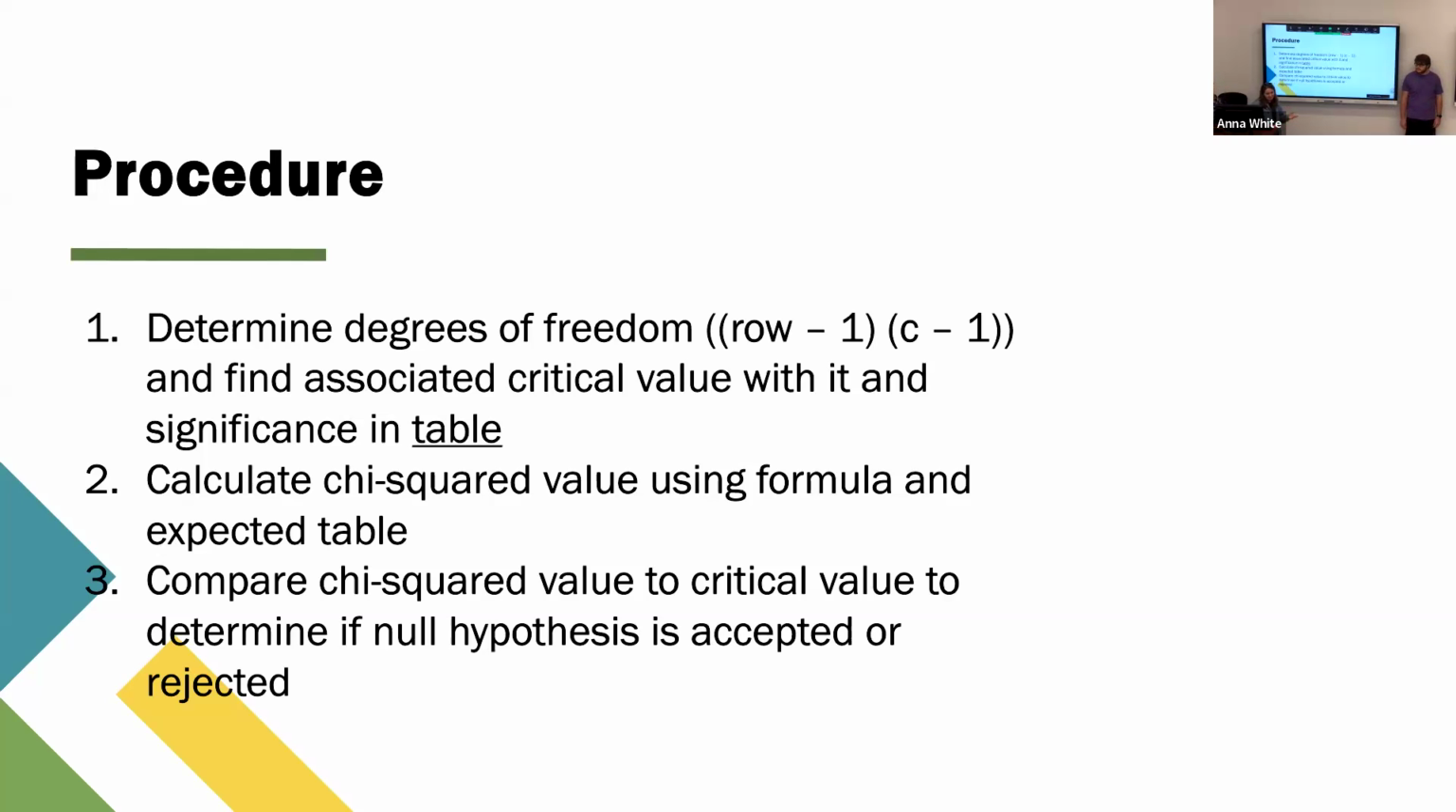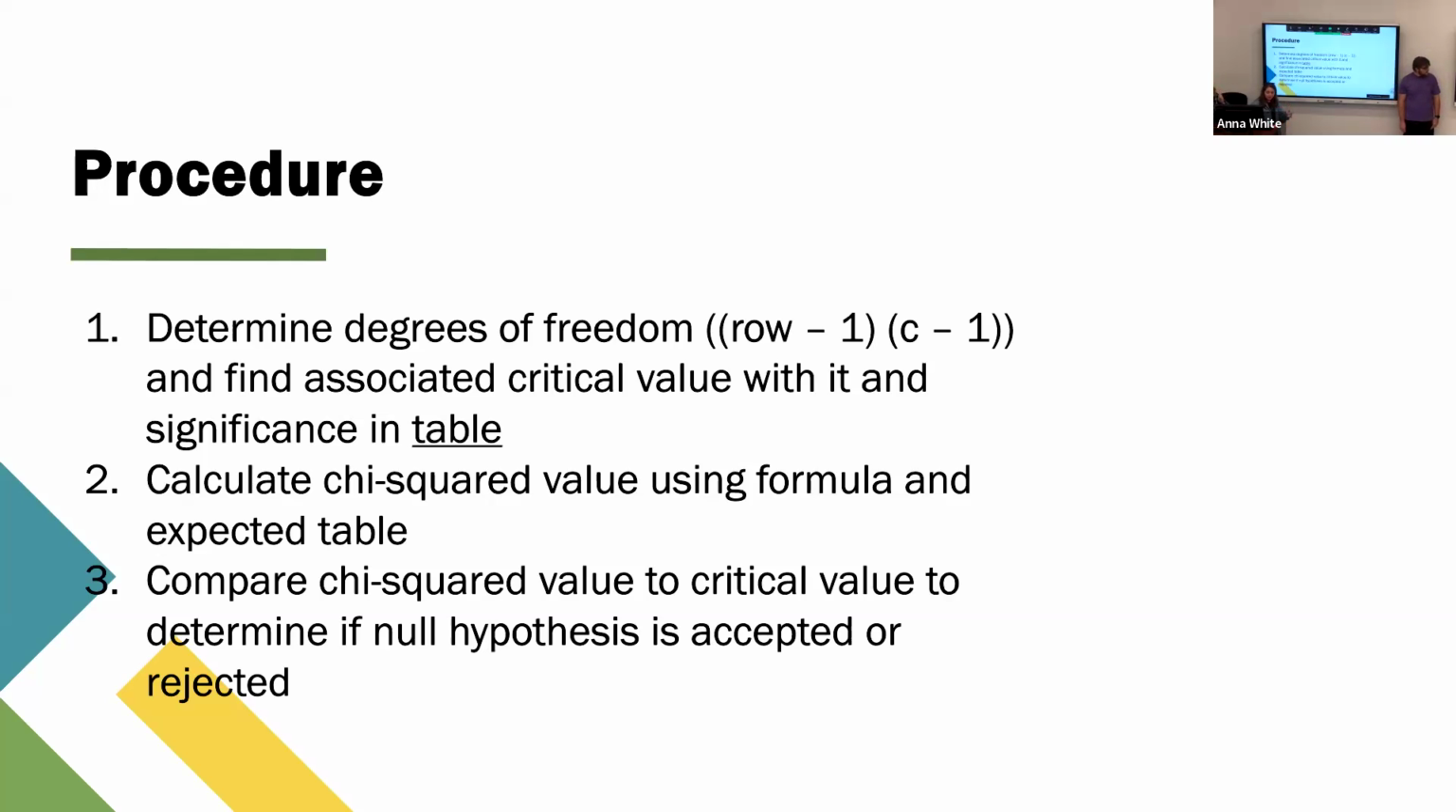I linked one here, but you can just search it and see, and they're usually in the back of stats books and different things. Once you have those, you'll line up your degrees of freedom and your significance value, and you'll find the critical value.